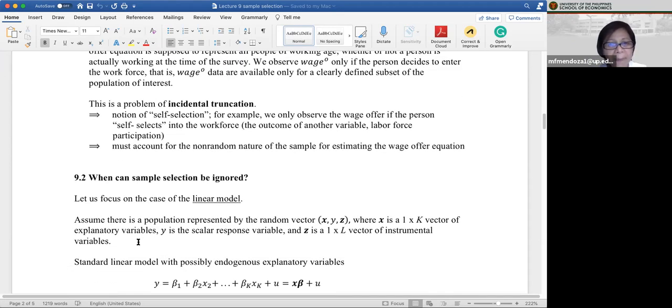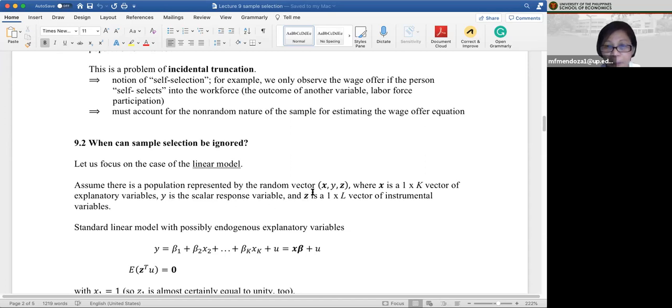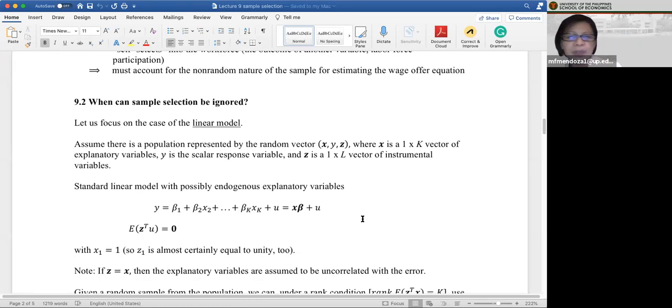Assume there is a population represented by the random vector (x, y, z). In our usual notation, x are the regressors on the right-hand side of the equation, y = xβ + u, y is the dependent variable, and z is a vector of instrumental variables, because in the model we're assuming that some of the x's might potentially be endogenous. So x is a 1 by K vector of explanatory variables, y is a scalar response variable, and z is a 1 by L vector of instrumental variables. That just follows our usual notation.